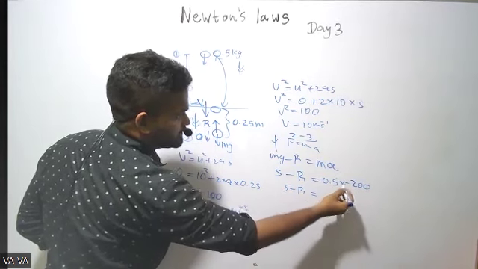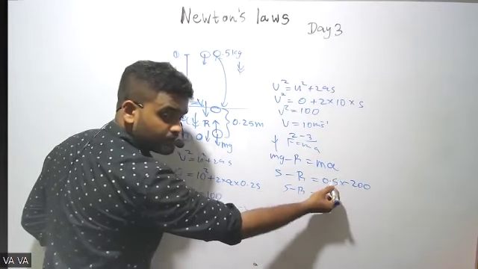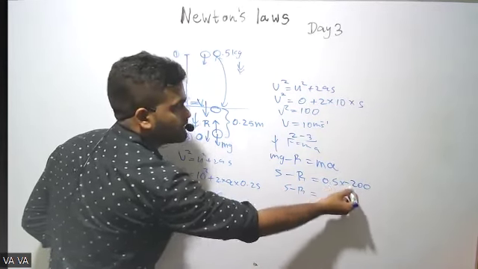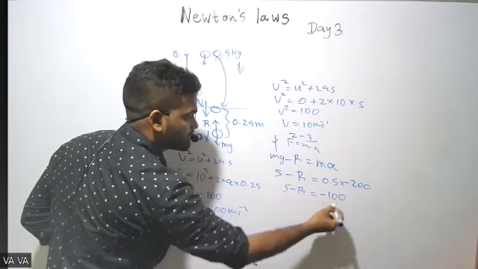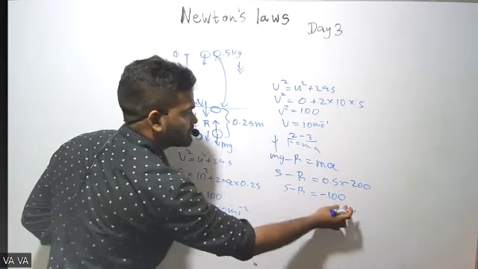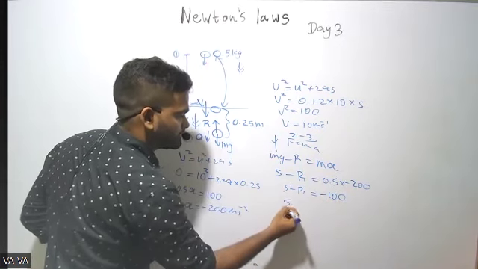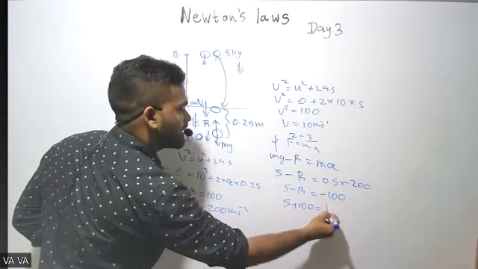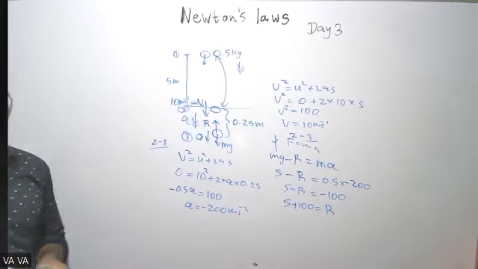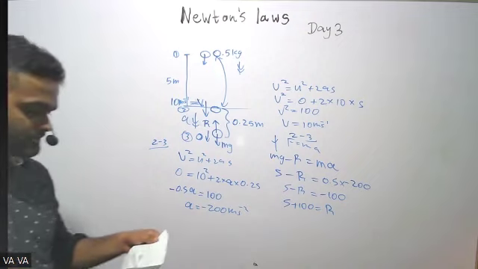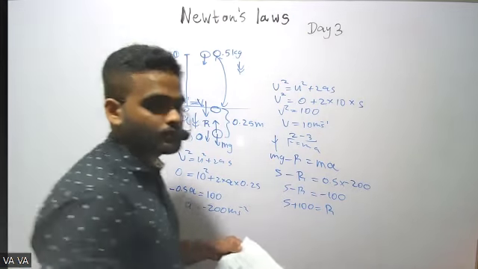So minus 0.5 means half. 200 times half is minus 100. So take R to this side, 100 to this side. 5 plus 100, R to the other side. Then this becomes 105. 105 Newton of force.